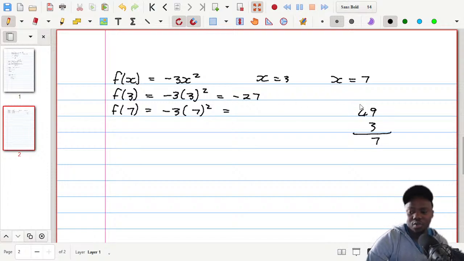9 times 3, that's 27, carry the 2. 4 times 3, that's 12. 12 plus 2, that's 14. So we get 147, negative 147, because we're multiplying with a negative number.